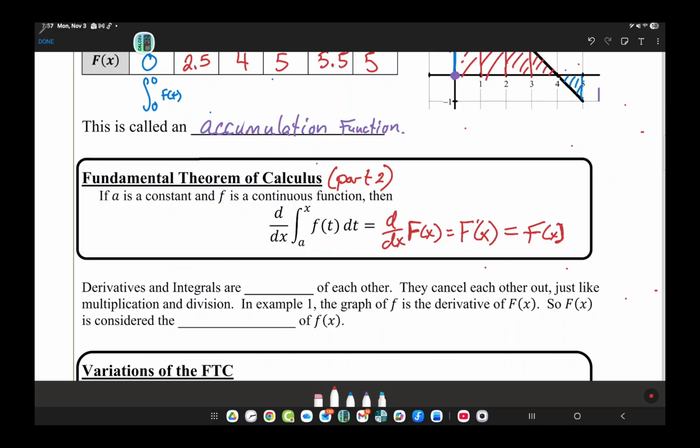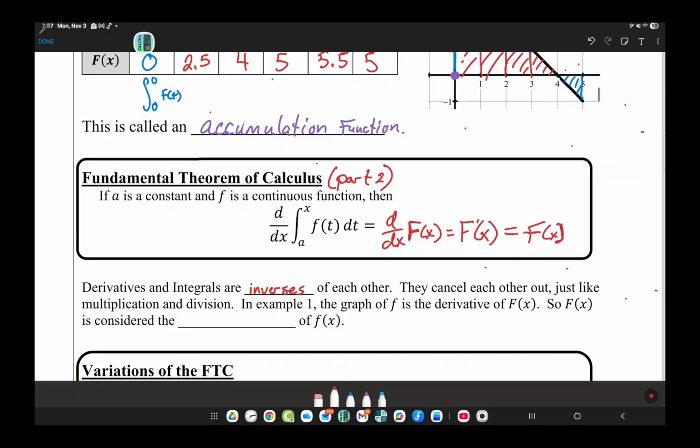Now, that means that if we take the derivative of an integral of a function and we get back to the original function, well, that means derivatives and integrals are what to each other? Inverses. They are inverses of each other. They cancel each other out, just like multiplication and division. Example 1, the graph of f is the derivative of capital F of x.